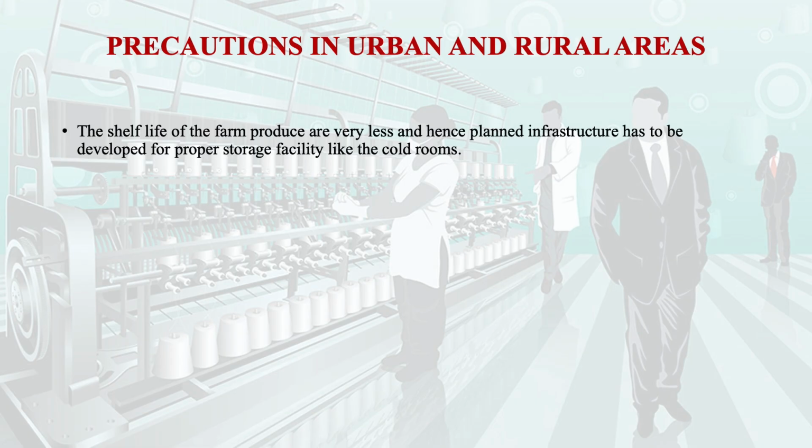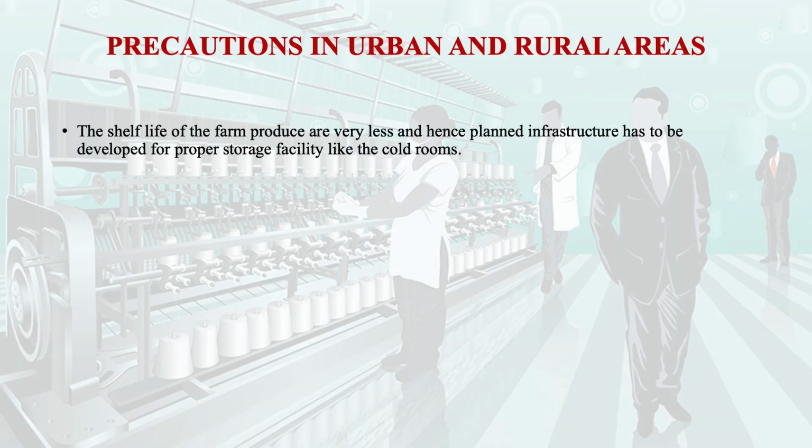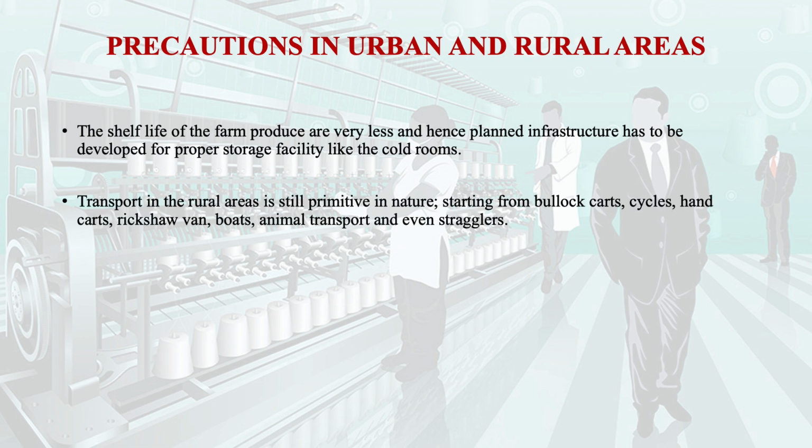Now, what are the precautions one has to take in case of rural areas? The shelf life of a farm product is very short. Take the example of milk, paneer, curd, all these items. They have very short shelf life, and hence our logistic infrastructure is to be planned in such a way that we have cold rooms and a proper storage system for these items. Transport in rural areas still is primitive in nature, starting from bullock carts, cycles, handcarts, rickshaws, vans, boats, animal transport, and even stragglers. So these are a few problems in rural areas.